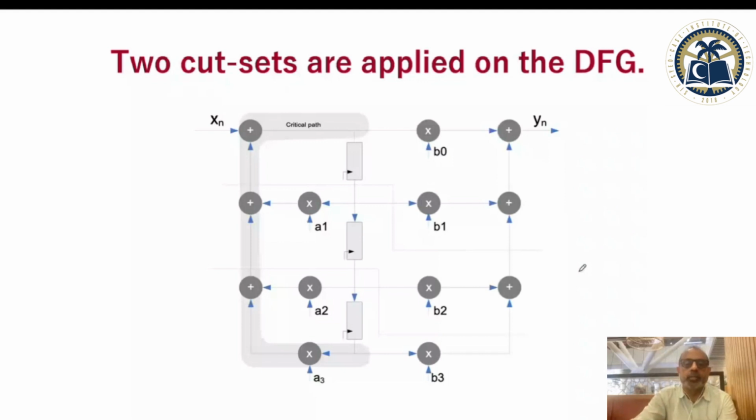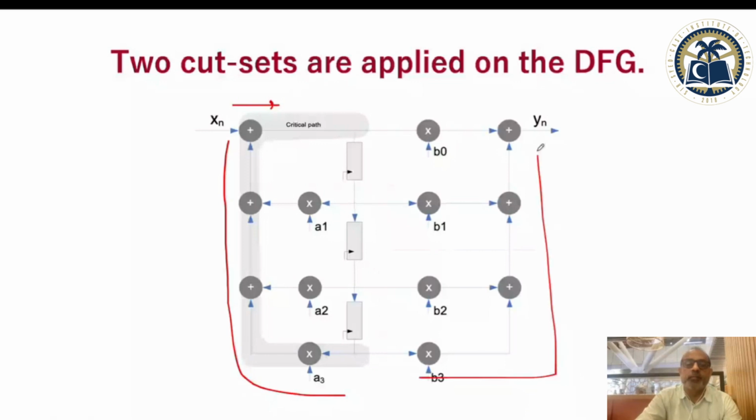Here is another thing. Now look, a bit more complex example. Here, all these registers are not really helping you to break this critical path. I've shown the critical path, which is this multiplier, all these adders, and this adder. Similarly, this is also a critical path, this multiplier and all these adders.